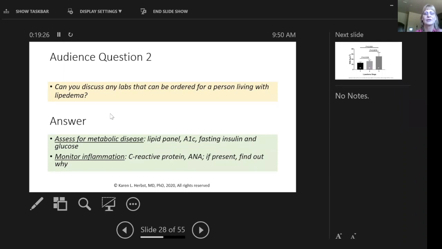And you can monitor inflammatory markers or autoimmune markers, such as C-reactive protein and an ANA. And if these are present, you can try and figure out why.